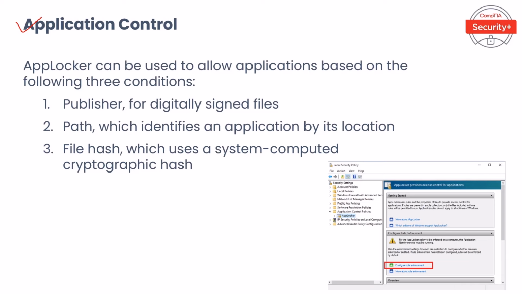For example, in Microsoft environments, we have what we call AppLocker, which can be used to allow applications based on the following three conditions: the publisher, for digitally signed files; the path, which identifies an application by its location; and the file hash, which uses a system-computed cryptographic hash. So AppLocker rules merely allow or prevent an application from launching. They have no control over how the application behaves after it is launched.